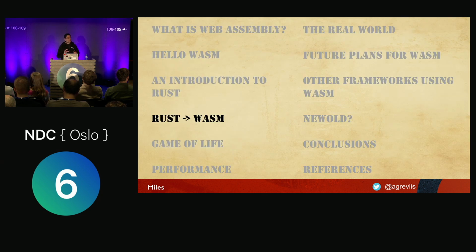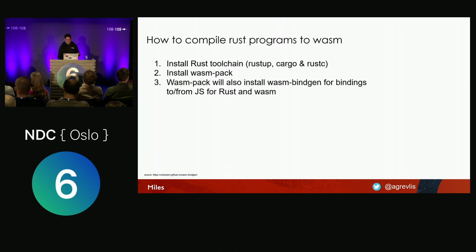So now how do we actually do this if we want to compile our Rust program to WASM and use it in our web application? The first thing we need to do is install this Rust toolchain that we were looking at: rustup, cargo, and the Rust compiler.